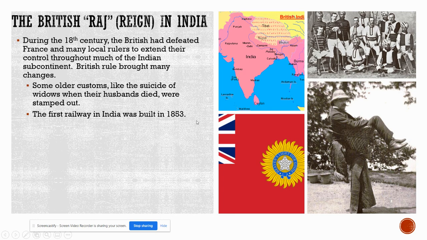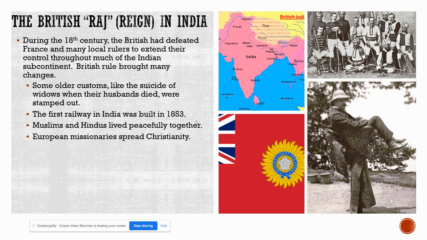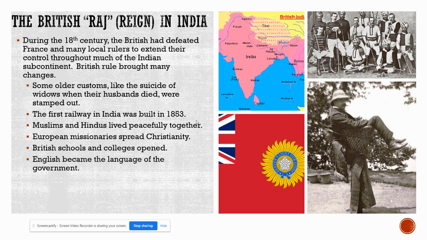So the first railway in India was built in 1853. That's a big deal because a lot of people still travel the railroads in India. Muslim and Hindus live peacefully together, really kind of for the first time, and after the British leave, they have a civil war. European missionaries spread Christianity into India. British schools and colleges opened. English became the official language of the government, and that kind of helped India later on because a lot of people from India are hired because they know English.